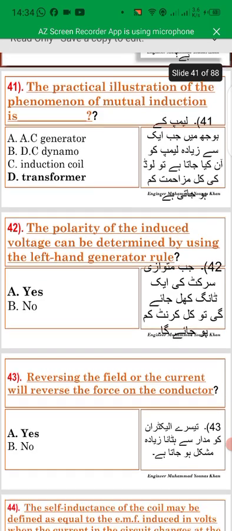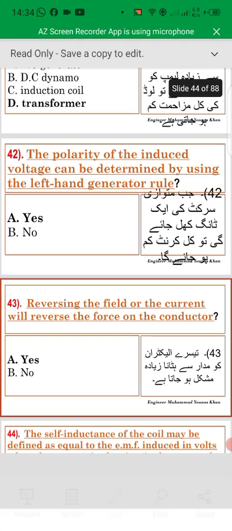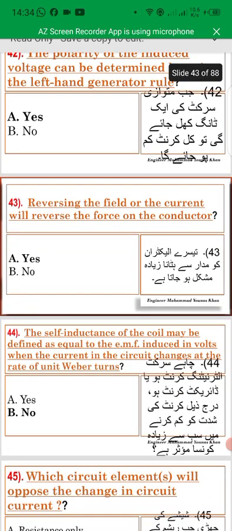The polarity of the induced voltage can be determined by using the right-hand generator rule. Reversing the field or the current will reverse the force on the conductor.